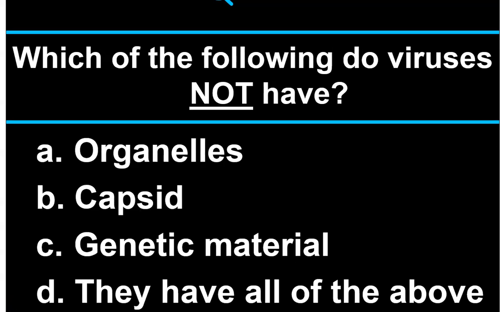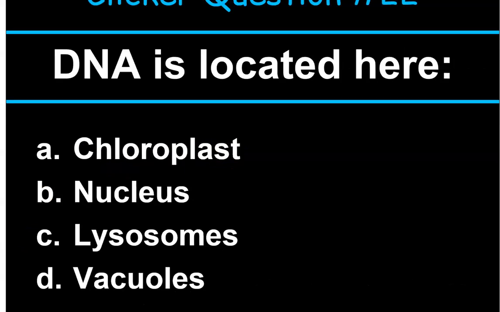Okay, which of the following do viruses not have? Okay, so we learned that viruses don't have any organelles. And DNA is located where? Okay, DNA, you guys should remember, DNA is located in the nucleus. All right, so that is it for endosymbiotic theory and viruses.